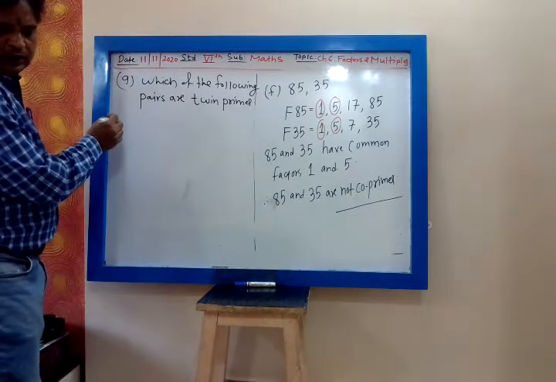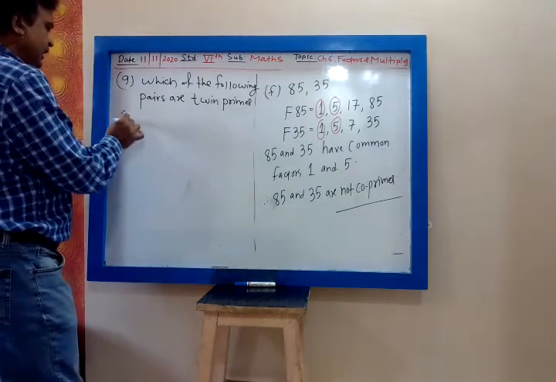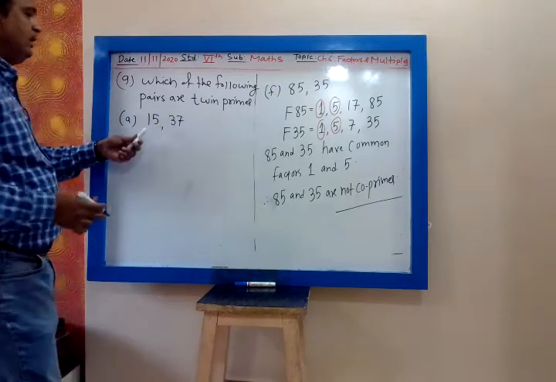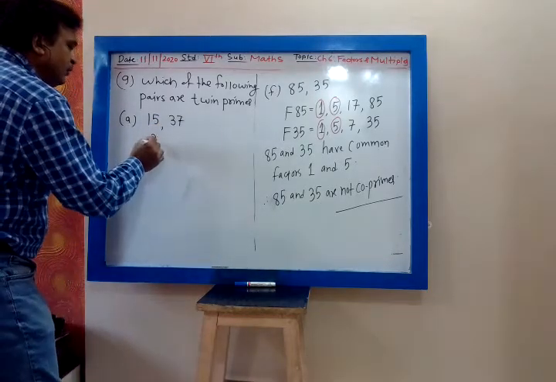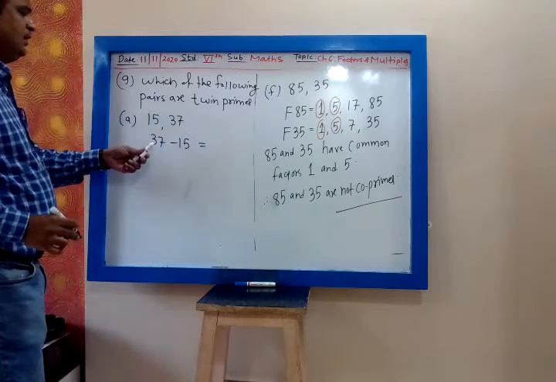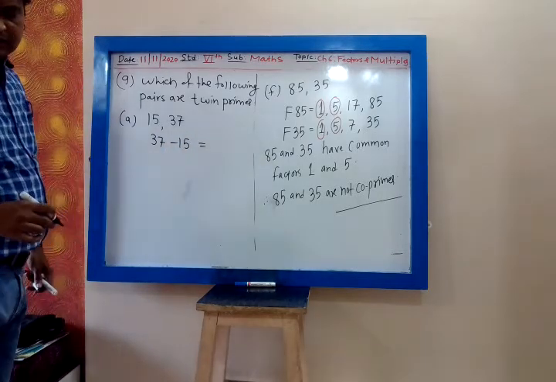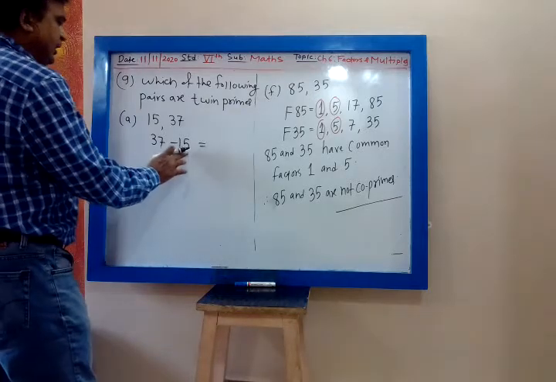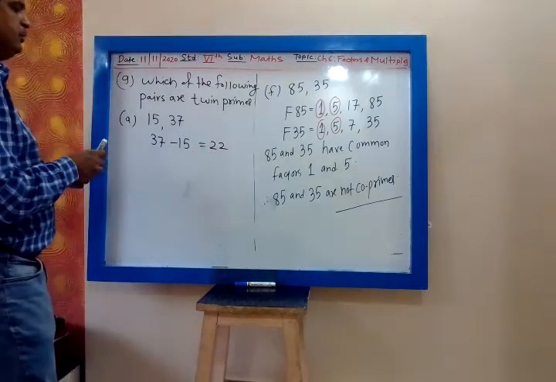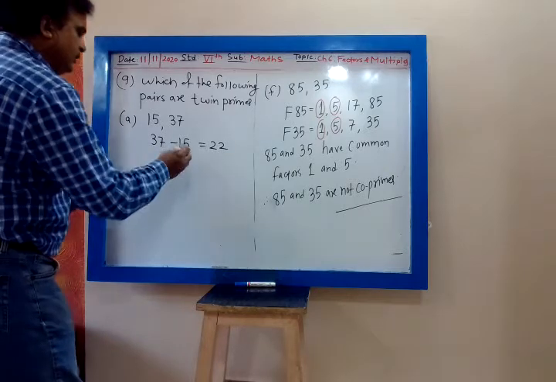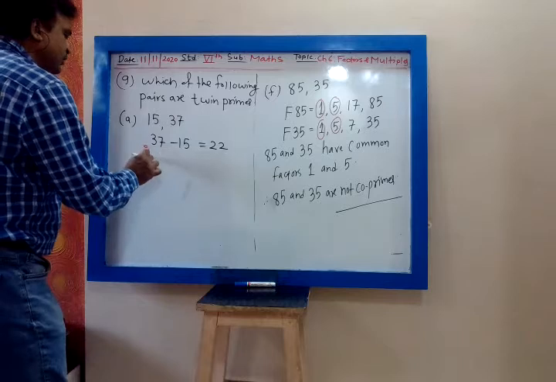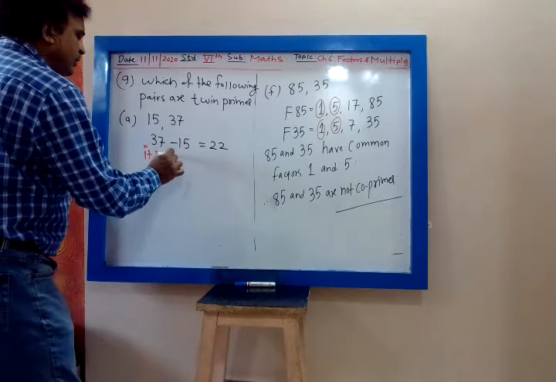Now A, 15 and 37. They are co-prime. But what is 37 minus 15? 7 minus 5 is 2, 3 minus 1 is 2, so it is 22. It is not equal to 2, no? Their difference should be 2, but it is not equal to 2.